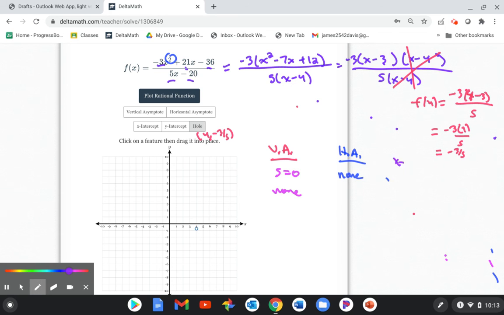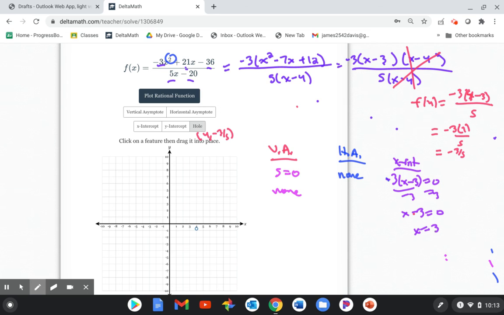We then want to look at x-intercepts, so that's going to be zeros at the top that are left over. We got negative 3 times x minus 3 left. That negative 3 just disappears because you just divide by negative 3. So we got x minus 3 is 0. So x equals 3. That is our x-intercept. So drag this to 3.